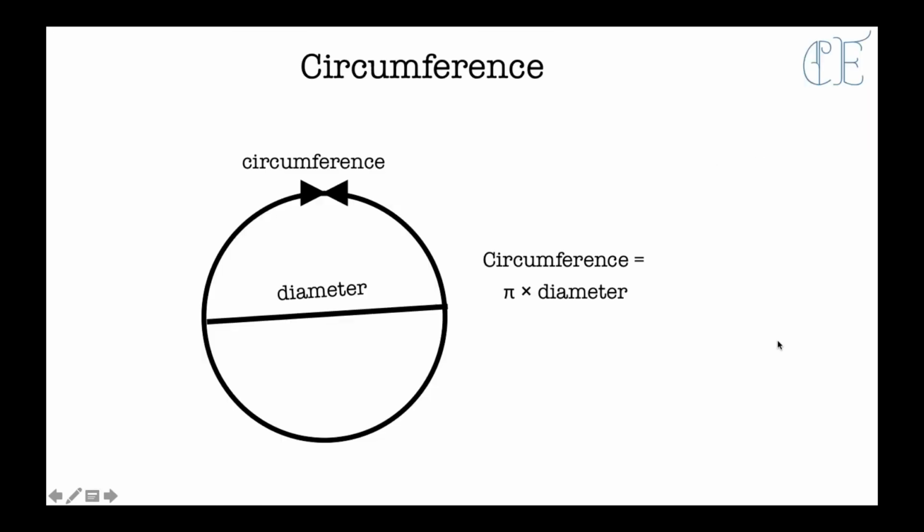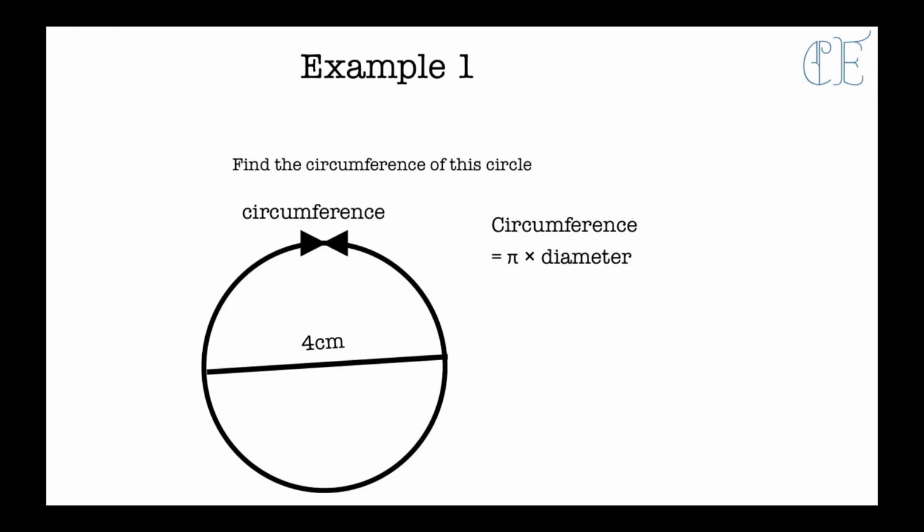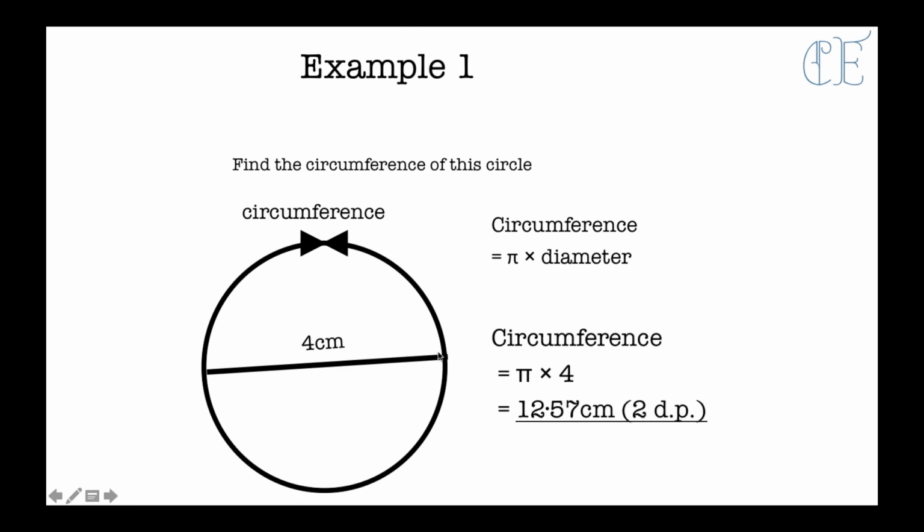Okay, so finally, and I keep saying finally, but this is final, we're going to do the circumference. The circumference is basically the perimeter. The perimeter goes all the way around the outside of the circle, but to work this out, we must use our pi button, but this time we times by the diameter. So, example 1. We have a diameter here of 4 centimetres.